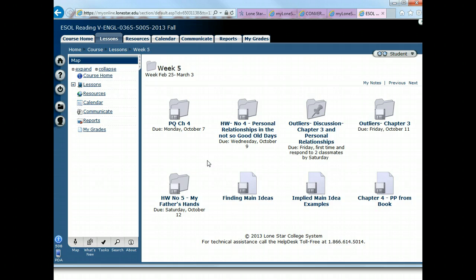these are all the things we have to do for this week. Everything is the same, of course. Let me see if there's anything different. This week we're going to be studying implied main ideas, and we're going to talk about it in a minute. But other than that, I think everything is the same.